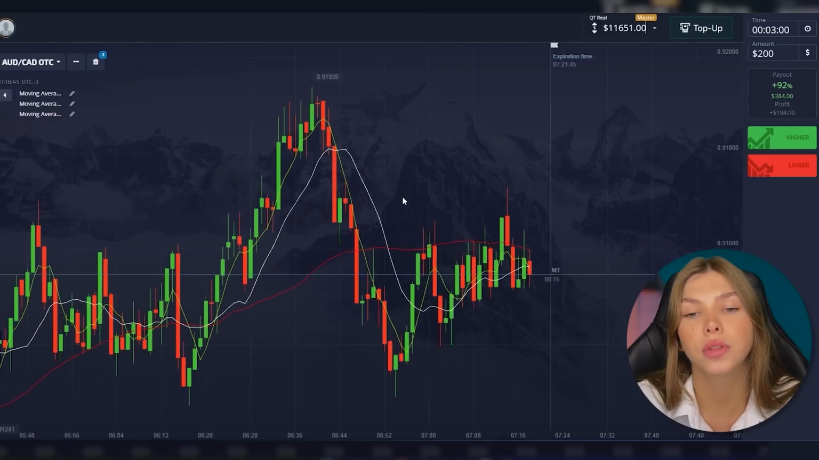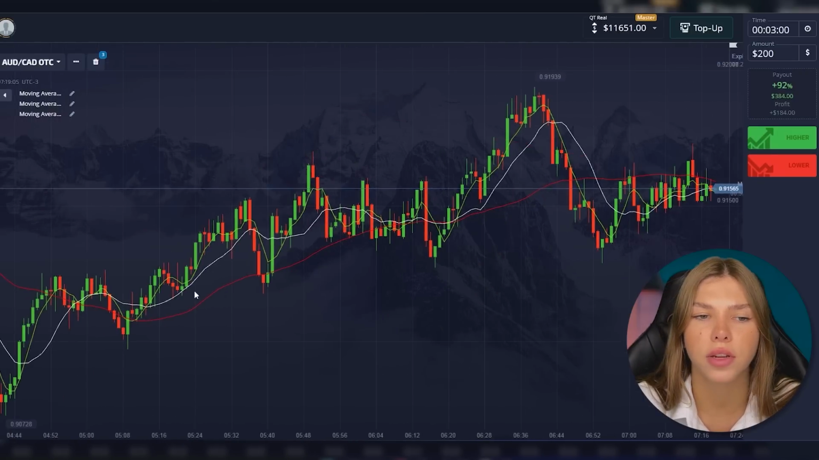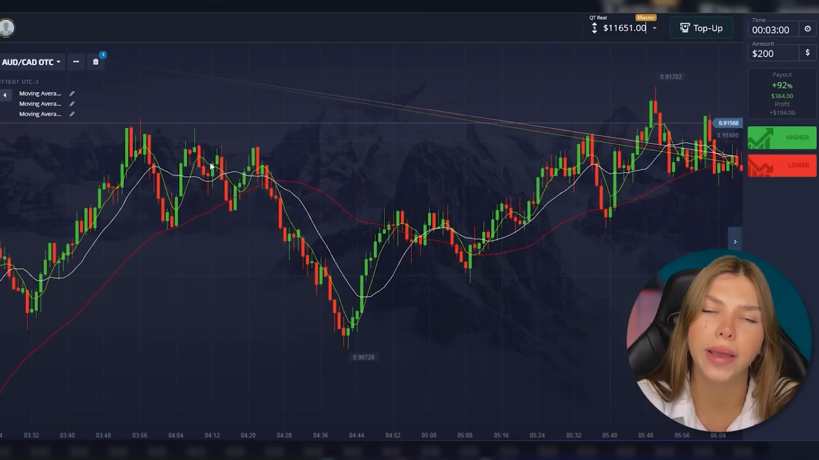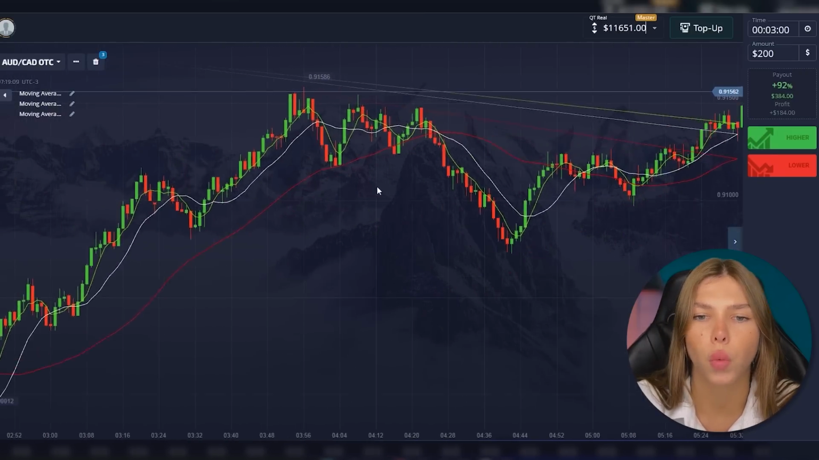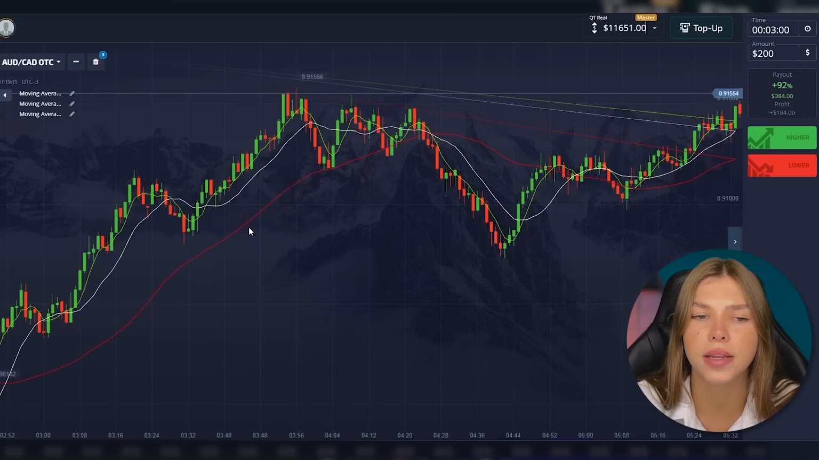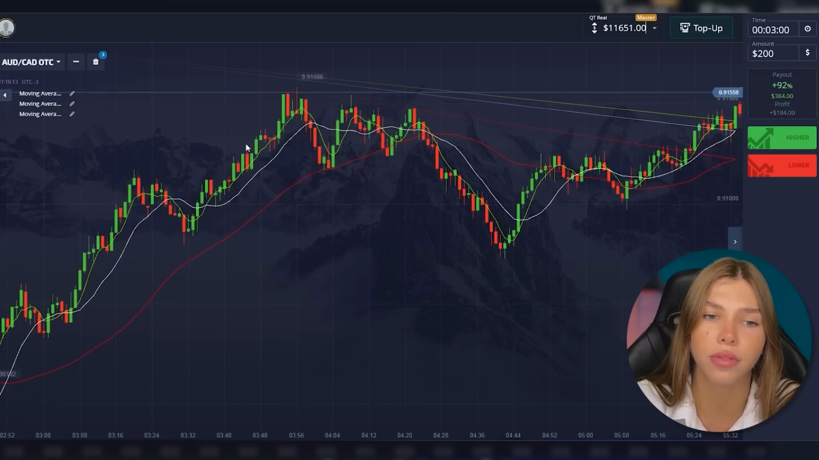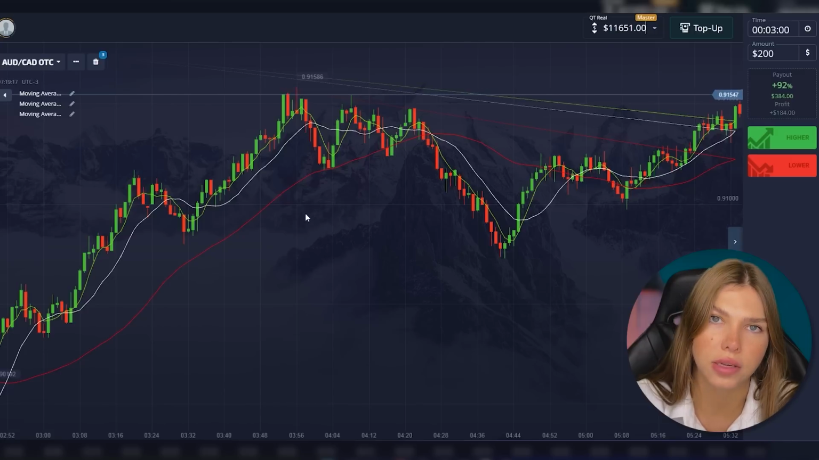So let's move on to the strategy itself. We have 3 moving average lines: green, white and red. We trade down when the price, that is all our candles, is above the red line. And if they're below the red line, we trade for an increase. What is the essence of this strategy?